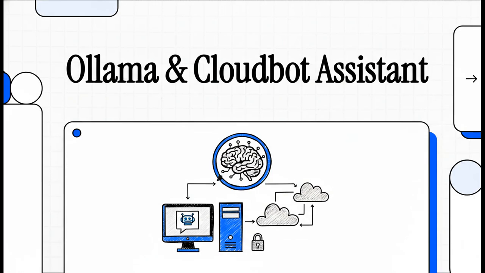Hey everyone, welcome. Today, we're diving into a really cool new update from Ollama that lets you build your very own powerful AI assistant. And the best part? It runs completely on your own machine. That means it's totally free, 100% private, and you don't need to mess with any API keys. Let's get right into it.